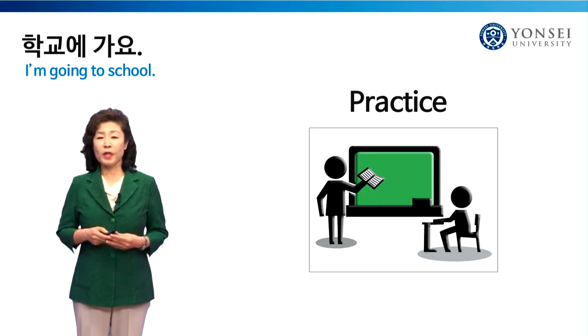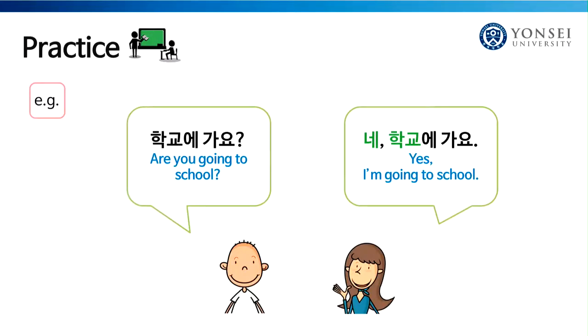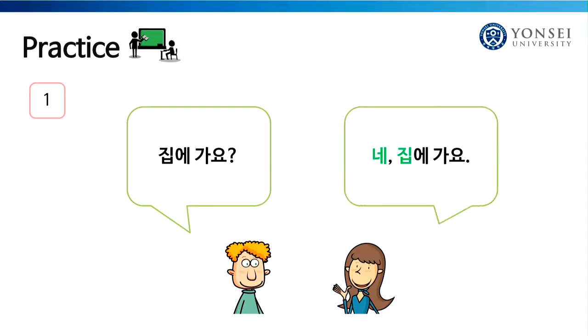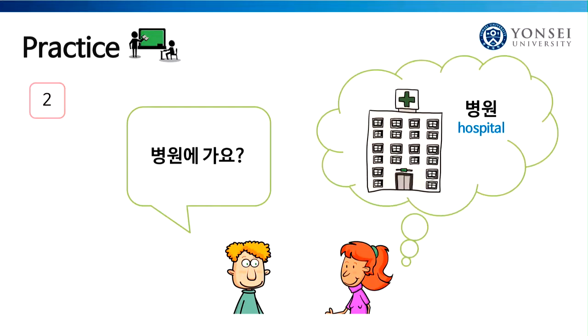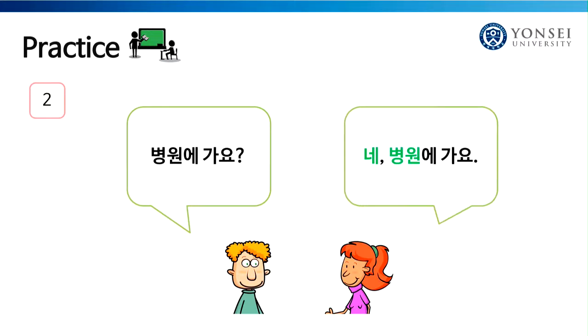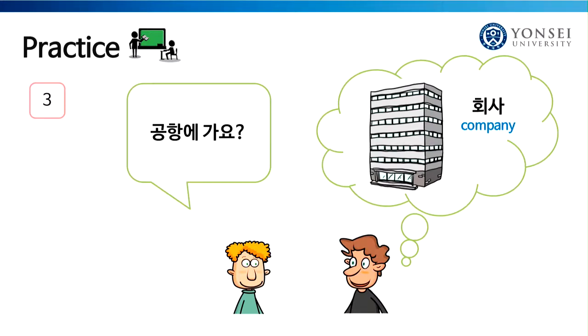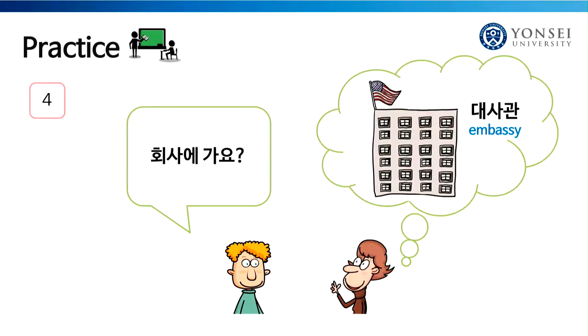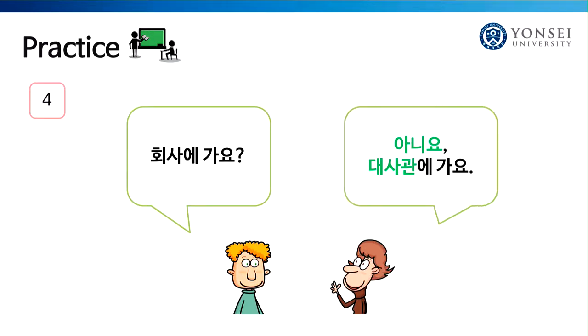Shall we practice some more? Second, look at the correct picture and respond as in the example. 학교에 가요? 네, 학교에 가요. 집에 가요? 네, 집에 가요. 병원에 가요? 네, 병원에 가요. 공항에 가요? 아니요, 회사에 가요. 회사에 가요? 아니요, 대사관에 가요. Well done.